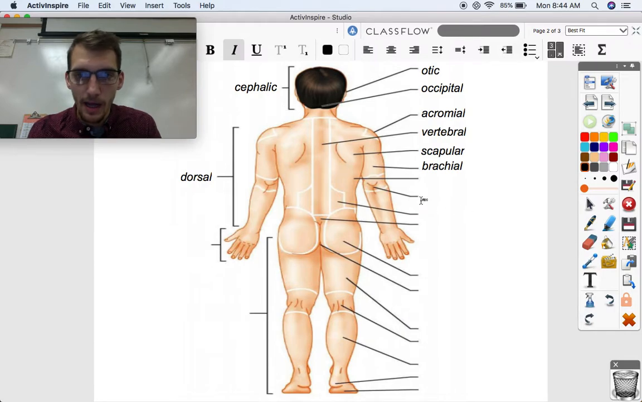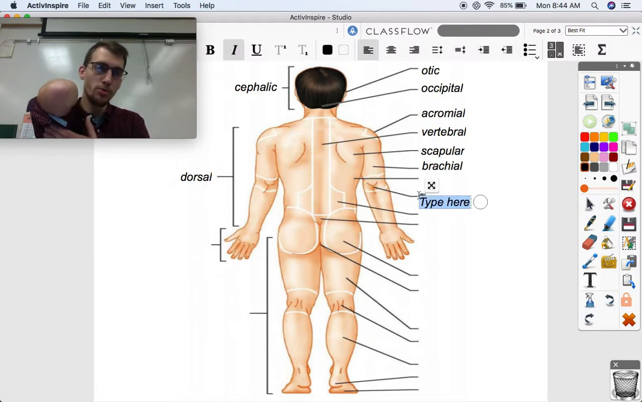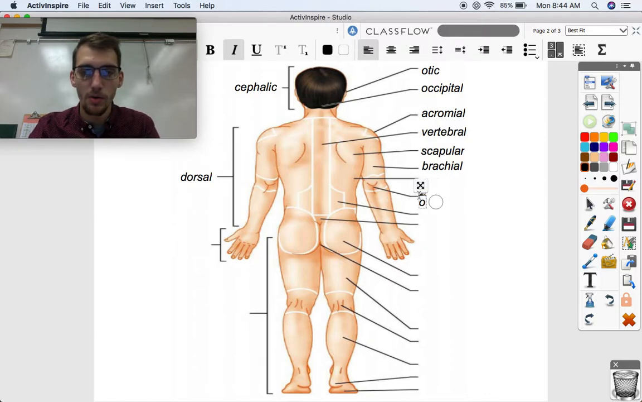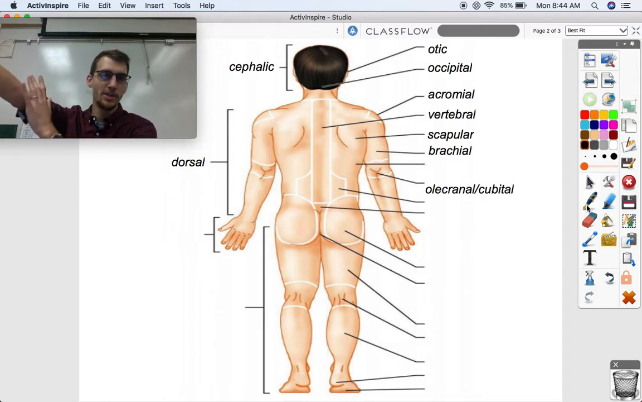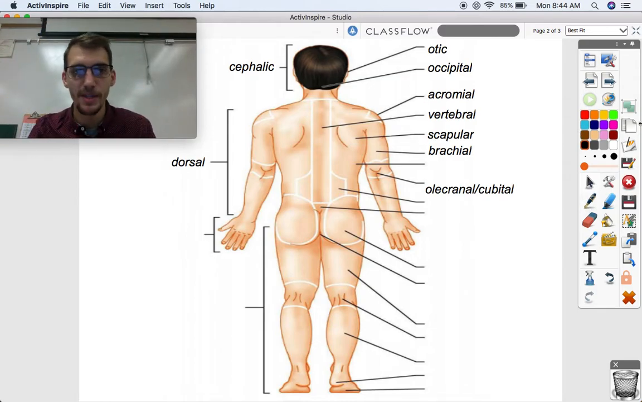All right. Okay, so the elbow. There's actually two terms for it, but we're going to go with olecranon. Actually, let's put both. Olecranon, or it's the cubital region, because antecubital, anterior, cubital, antecubital, cubital. It's up to you. I like olecranon too, though.